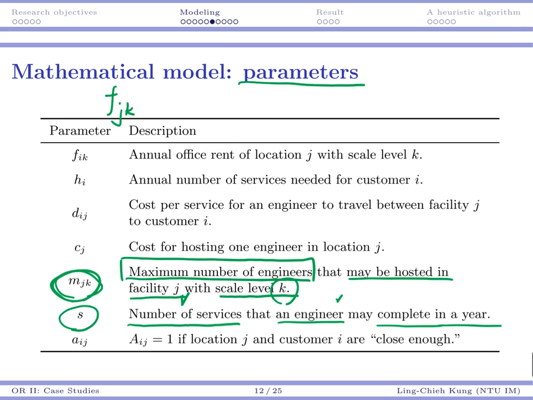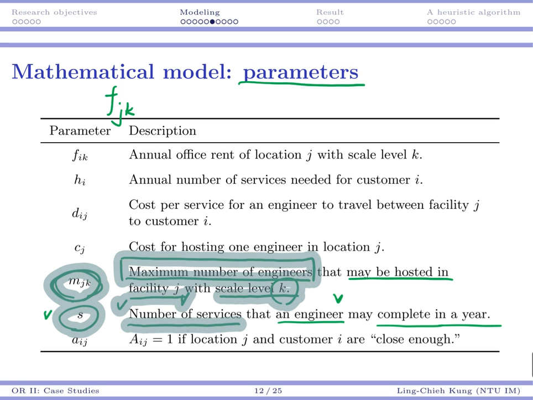Let's call it small s. And let's assume that number is pretty much the same throughout Taiwan. If that's the case, then that's a number that these kinds of companies are going to estimate, because that directly tells the company how many people we need to hire for this particular technical service. So s is roughly, let's say, 1,000 or 1,500 and so on. That's the number of services that an engineer may complete roughly in a year.